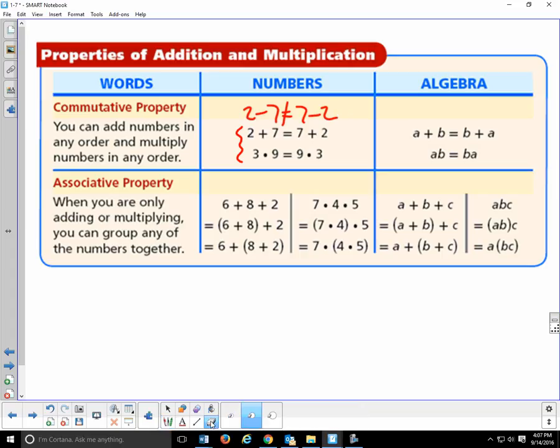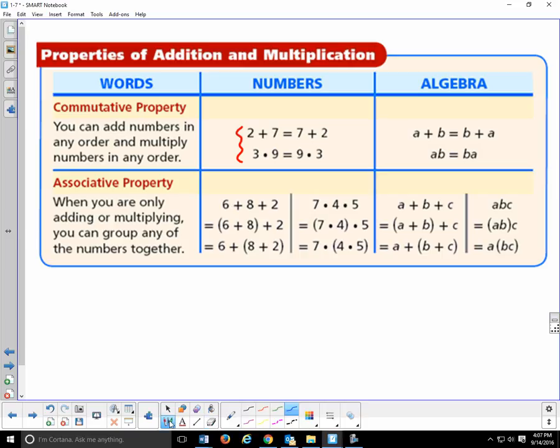2 minus 7 is negative 5, 7 minus 2 is 5. However, for addition, the commutative property works great. It says that we can flip-flop those numbers and nothing really changes with the result. Same thing for multiplying. 3 times 9 is the same as 9 times 3. But don't try to use it for division. 3 divided by 9 is 1/3. However, 9 divided by 3 is 3. 1/3 and 3 are different. And so it does not work for division. It does not work for subtraction. But the commutative property is a nice tool to have for addition and multiplication.